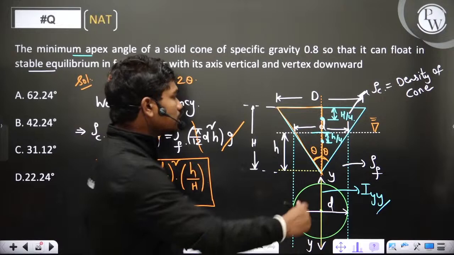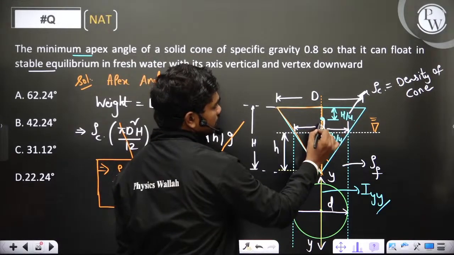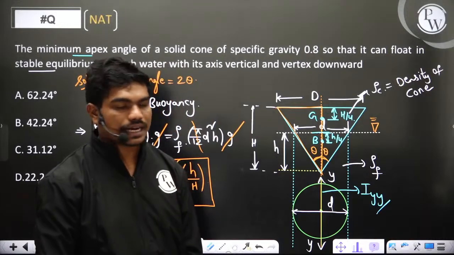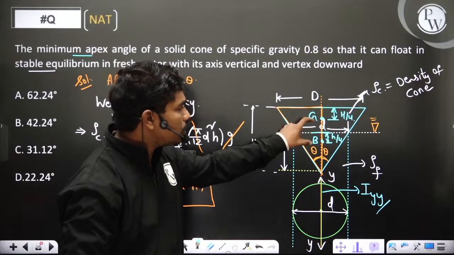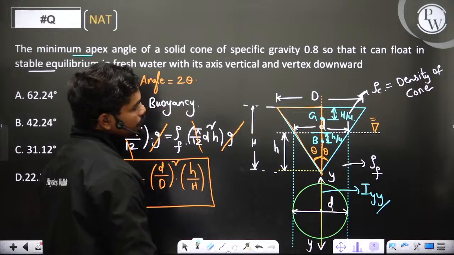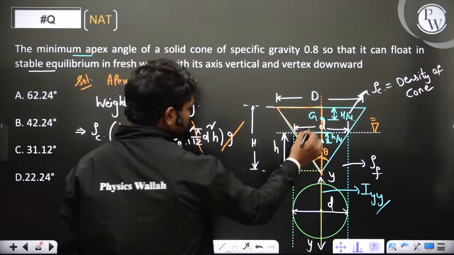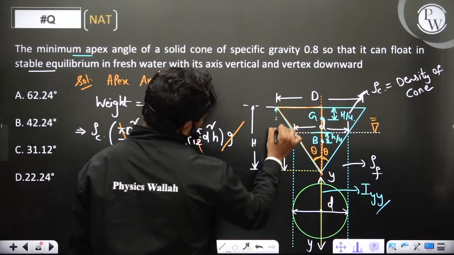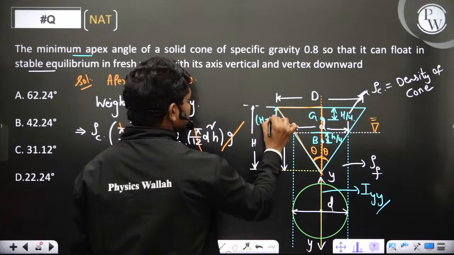Now this is h by 4. The main thing is you should identify what this distance is, because this is G and this is B, the centroid of the displaced fluid actually. So what is this distance? How can you identify it? See carefully, we can easily identify this distance. This total distance is actually capital H minus small h. So this is H minus h.